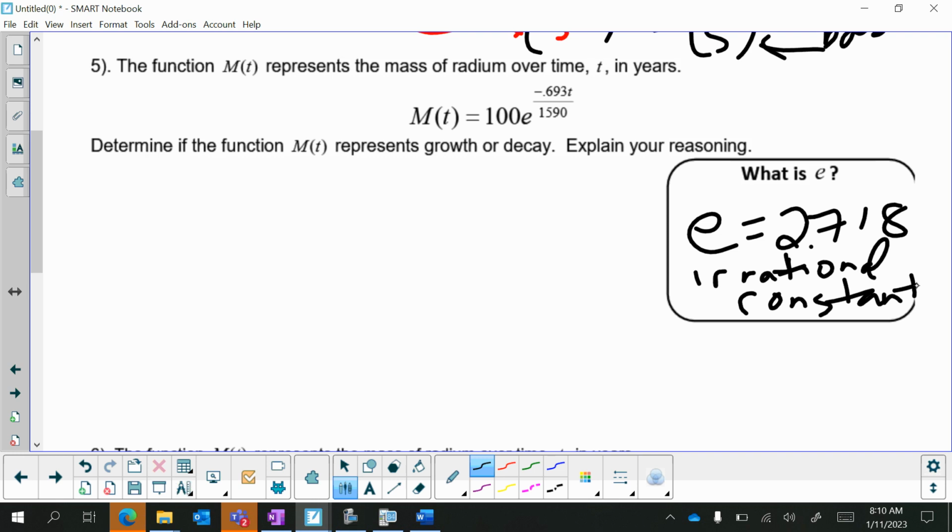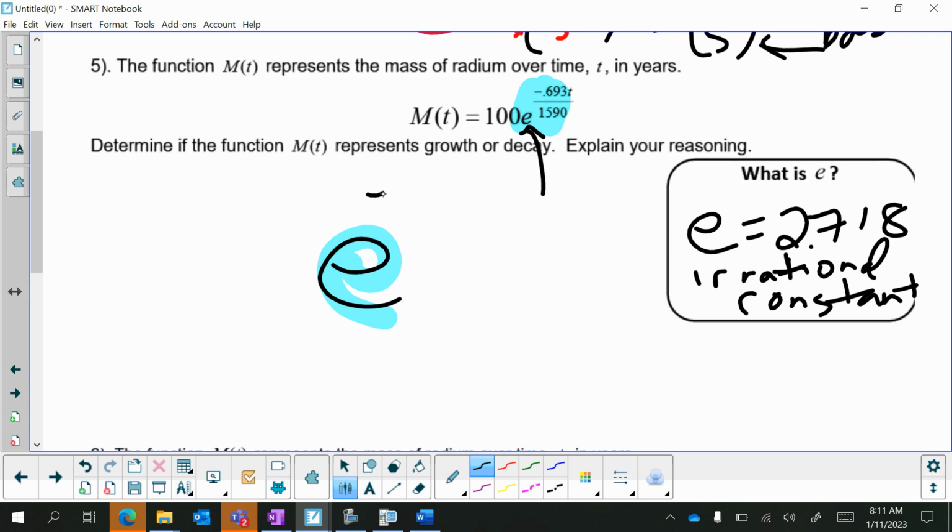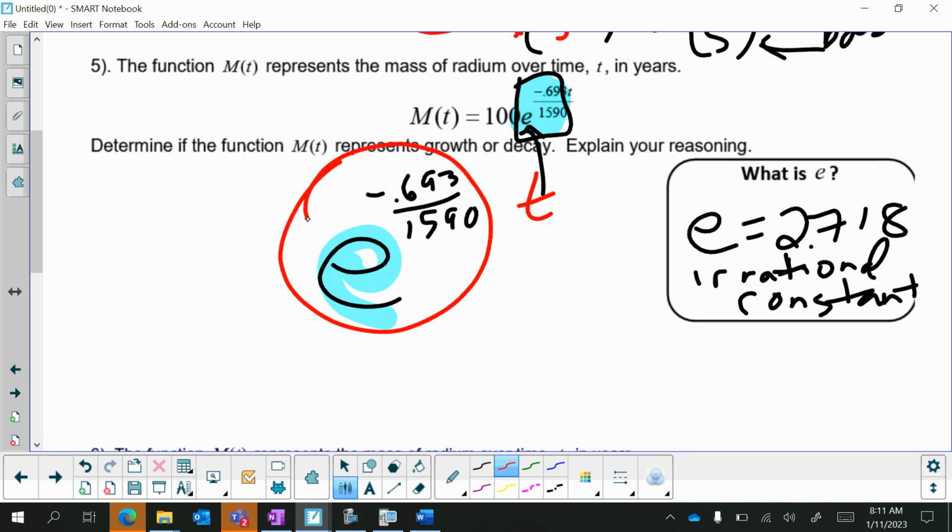Now, if you think about it, you probably first say, oh, e is 2.718, so that means it's growth because it's greater than 1. But you have to remember that you have to take the whole base and raise it to the exponent, everything except for the t. So I want you to raise e to the negative 0.693 over 1590. Because basically you want to do everything in the base raised to the exponent except for the t. Like leave that t on the outside. So you just care about this piece.